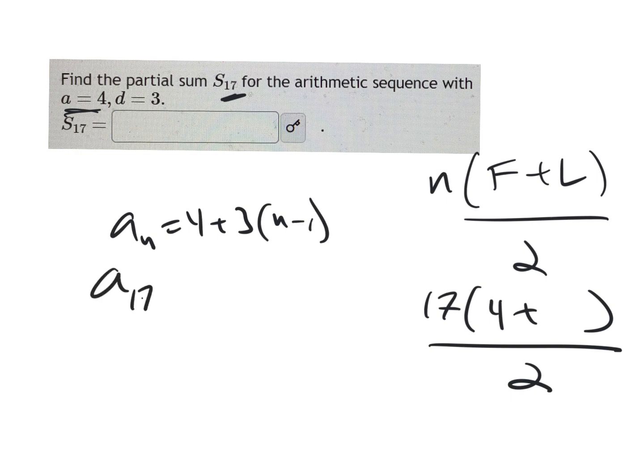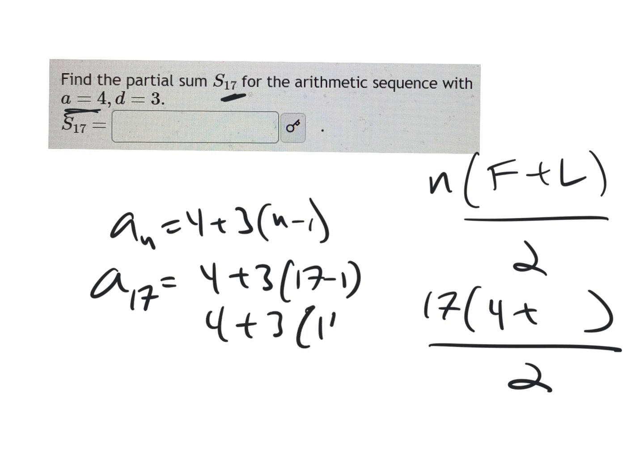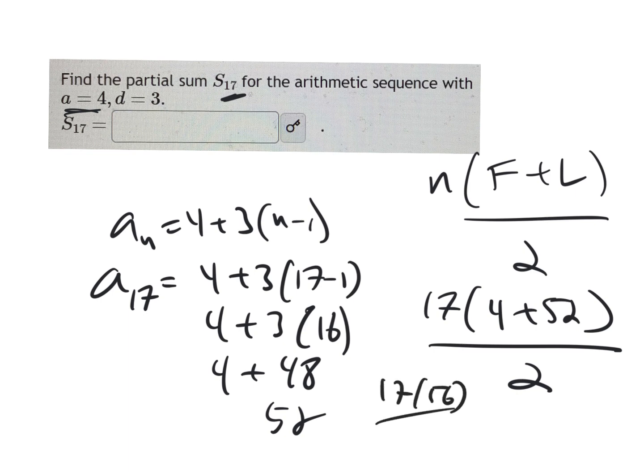So to find a sub 17, I'm going to replace n with 17 in this explicit arithmetic sequence formula. That's going to be 3 times 16, and 4 plus 48 will be 52. So that's 52. And what do we get here? We get 17 times 56. 56 divided by 2 is 28? So 17 times 28 should be the correct answer.